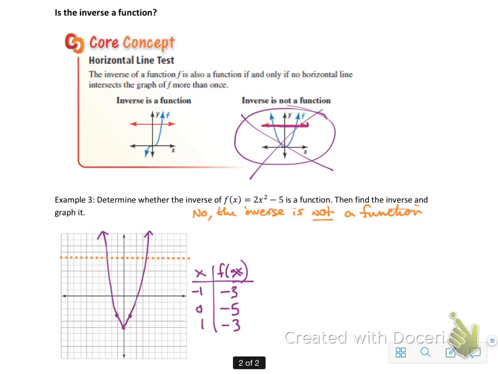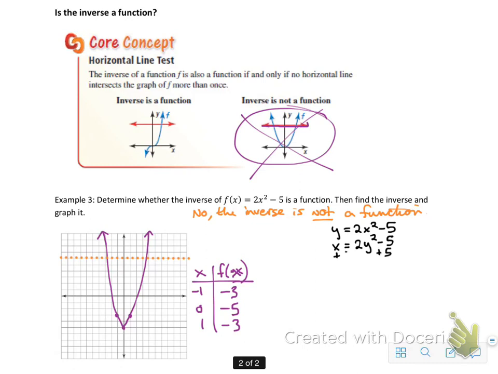Now, the instructions tell us to find the inverse and graph it. So we could graph it pretty easily because all you have to do is take your x and your f of x and swap them. Okay, not too bad. But let's go ahead and find the function first. So we get, what do we get? We have to make f of x y. So we have y equal to 2x squared minus 5. And then we swap x and y, so we get x equal to 2y squared minus 5.